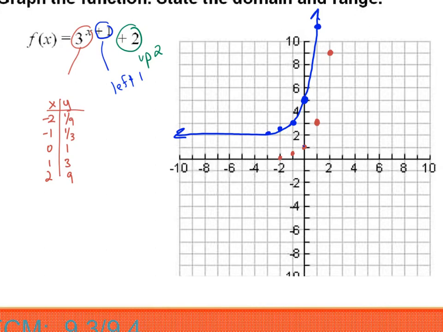Okay. So you're just shifting. Really, again, if you're not strong with transformations, just rely on the table. Make the table every time and then shift them according to what the equation says. All right?